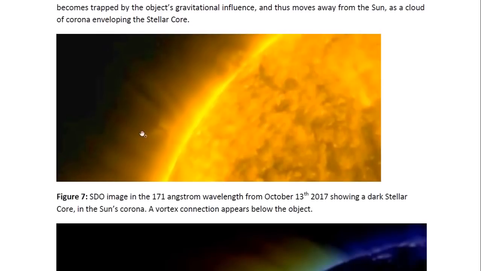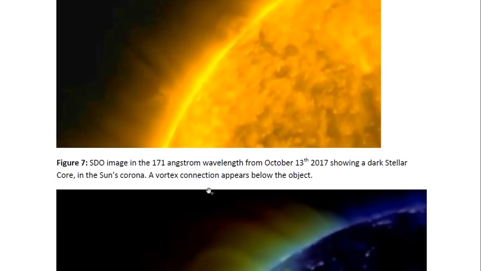And we see one of these stellar cores in the sun's corona. You can see the gravitational vortex that it is causing in the sun's corona, connecting the object to the sun, and through which the object is drawing coronal plasma. Actually, not coronal plasma. It seems to actually be material coming from deeper within the sun, from the chromosphere.